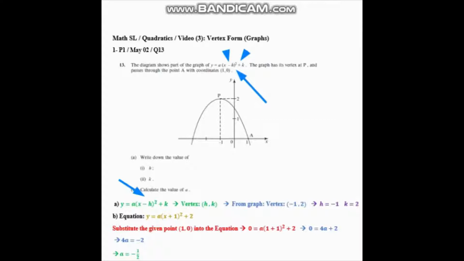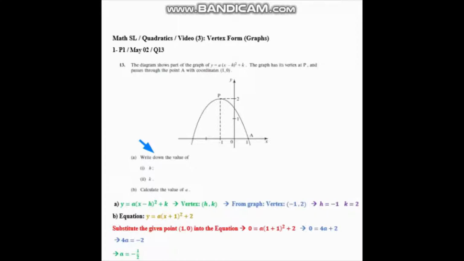So all we have to do is find the coordinates of the vertex. Hence, h equals negative 1 and k equals 2. This is why this is a write down question. Write down means there are no calculations involved. You simply find the values by observation.